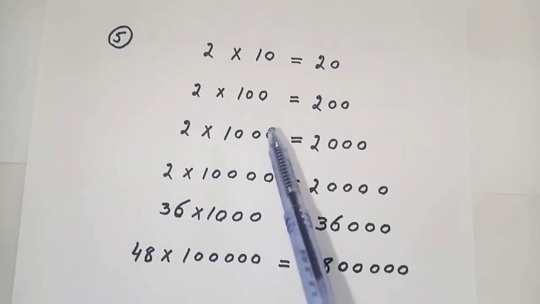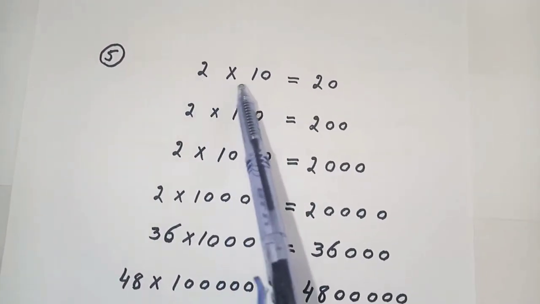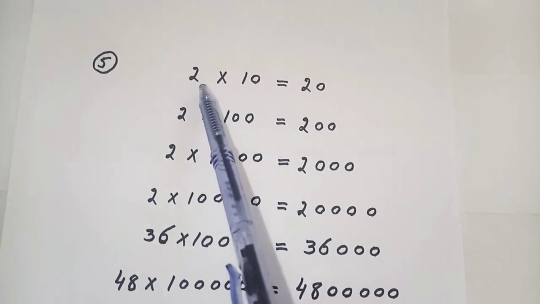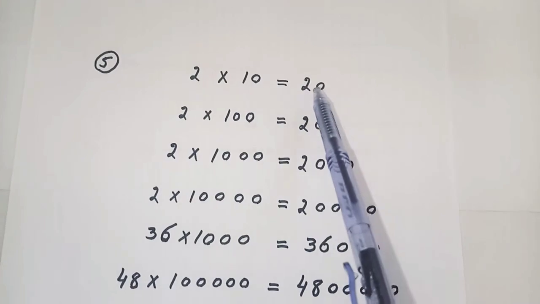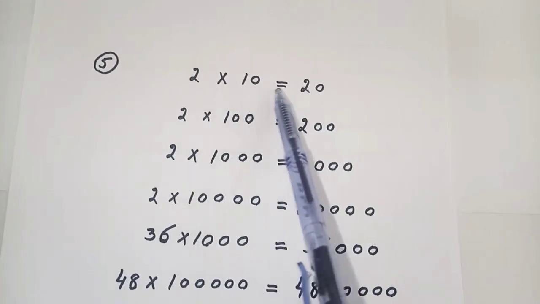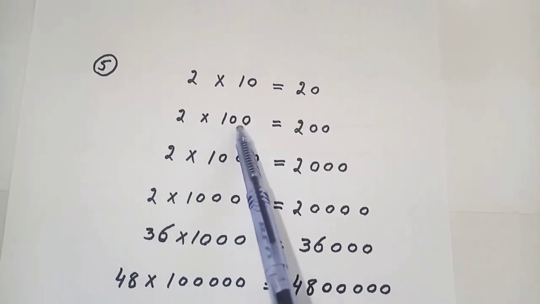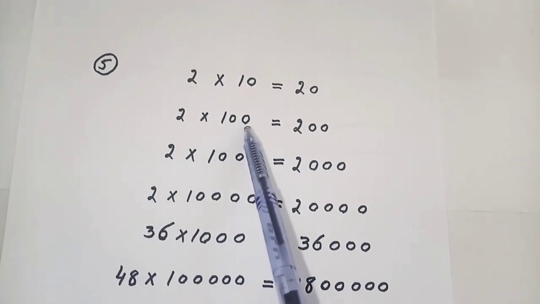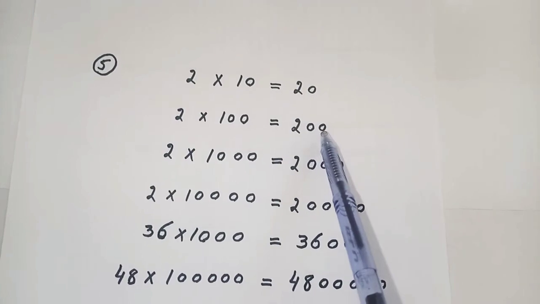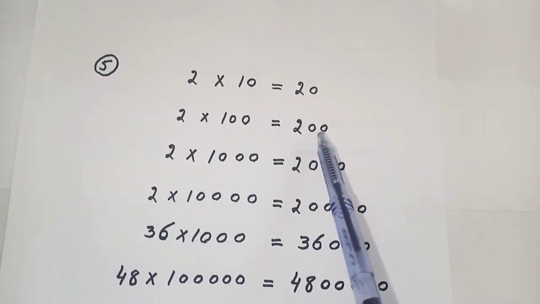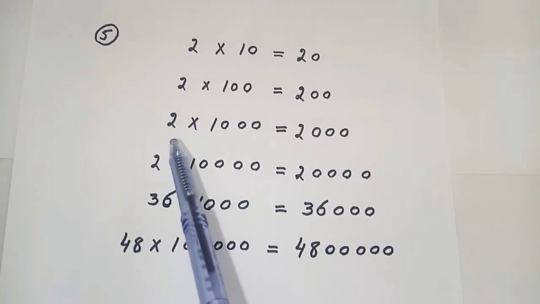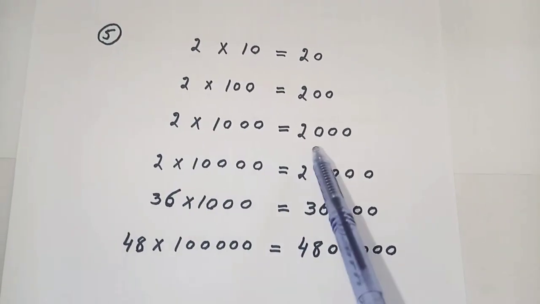Next is, for example, 2 multiplying with 10, the answer is 20. Because 2 will multiply with 1, the 0 will be here. So the answer is 20. 2 multiplying with 100, the answer is 200. So it means that, what is the number of zeros here? We write here 2 zeros. So 2 will multiply with 1. The same is the case, 2 multiplied by 1000 is 2000.